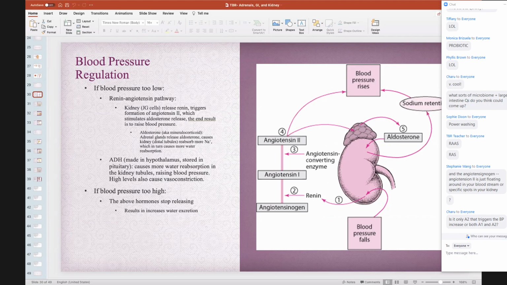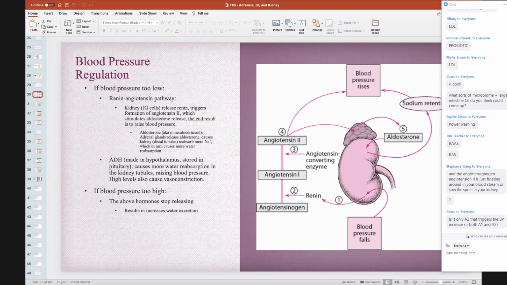Is it only angiotensin 2 that triggers the blood pressure increase? Yeah, so angiotensin 2 is the one that creates that blood pressure increase, not the angiotensin 1. Just focus on angiotensin 2 and aldosterone here. So aldosterone is one that you really need to know, and specifically where it signals. So where does aldosterone signal? Distal convoluted tubule. And I'll kind of repeat that here in a few slides.